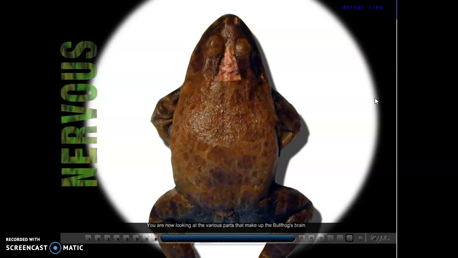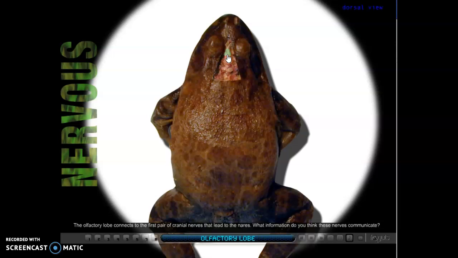You are now looking at the various parts that make up the bullfrog's brain. Like the spine, there are 10 pairs of cranial nerves that lead away from the left and right sides of the brain. Click on the part of the brain called the olfactory lobe. The olfactory lobe connects to the first pair of cranial nerves that lead to the nares.